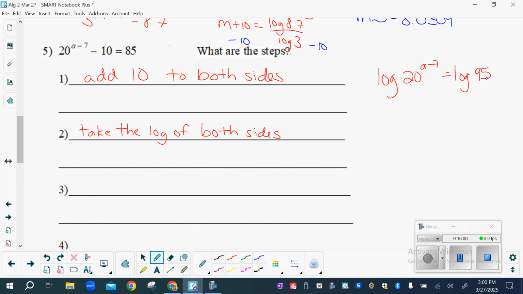I don't know. We got to move that a minus 7. Do you know where to move it? Log 20. Yes, that's why we have logs. We have to take that exponent and move it to the front. We have a rule that says we can do that. That's why we did it. Okay, so move a minus 7 to the front of log 20. And you are multiplying.